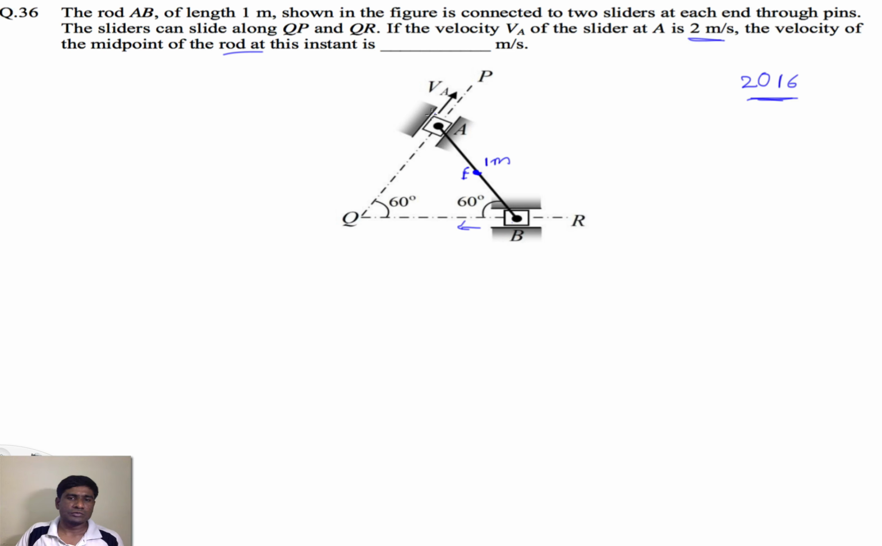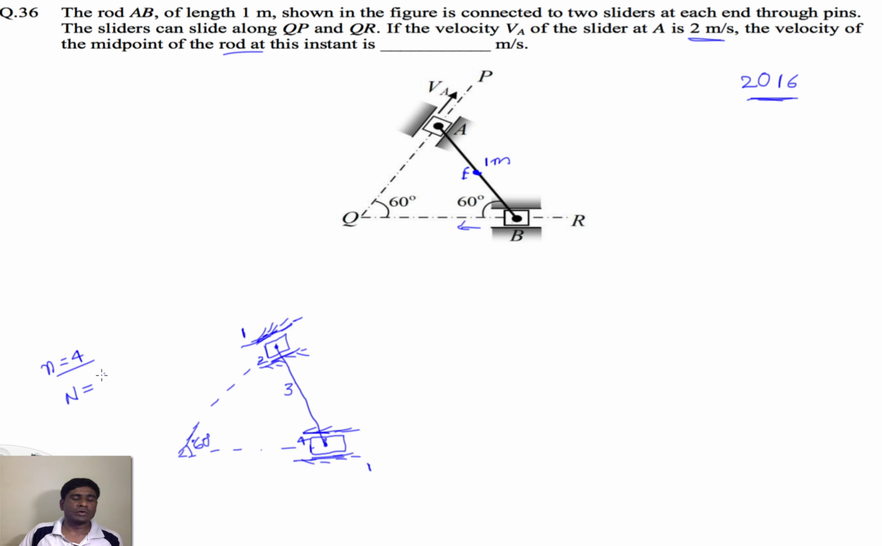So how to find this? This is a double slider mechanism. So first let me redraw this diagram. Let me consider the fixed one as link 1, and this is also link 1, this slider is 2, the connecting rod is 3, and another slider is link 4. So what is the n value? N equal to 4, the number of links is 4, and how many instantaneous centers should there be? n into n minus 1 by 2. If you substitute n equal to 4, you will get 6 instantaneous centers.